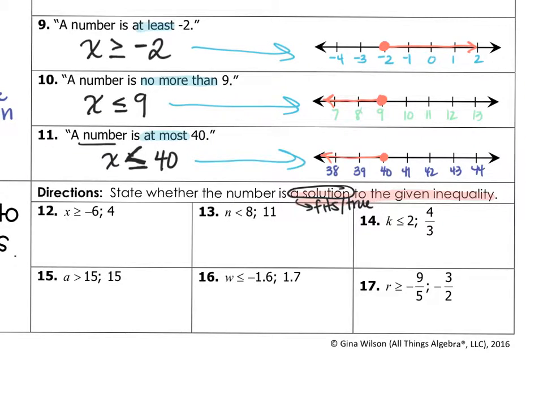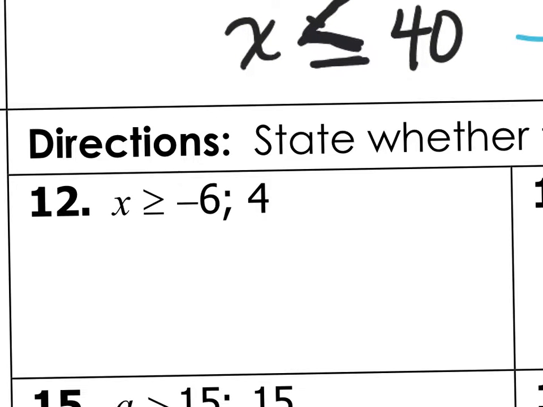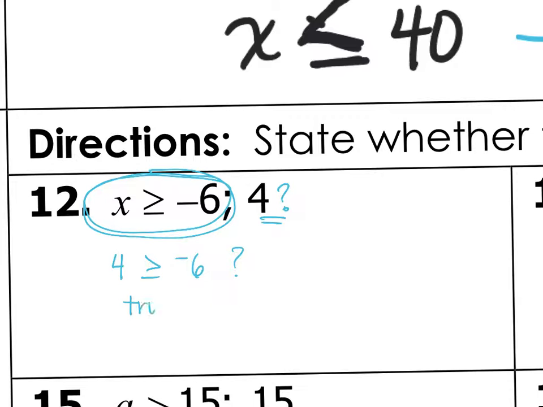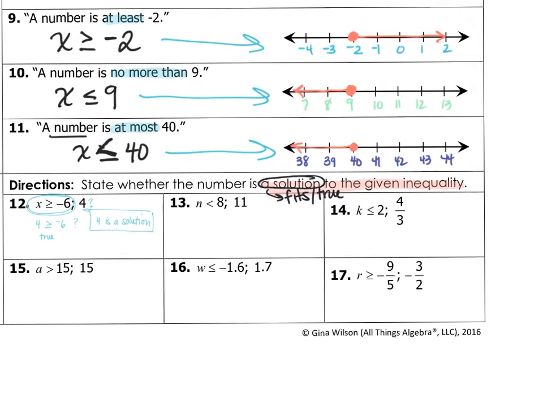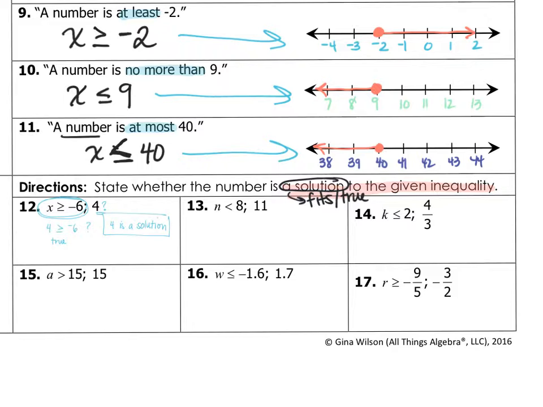So for number 12, for example, we've got x is greater than or equal to -6 as our inequality, and we're checking to see if 4 is a solution. So basically, we're seeing is 4 greater than or equal to -6? Well, 4 is bigger than or equal to -6. This is true, so 4 is a solution to the inequality x is greater than or equal to -6. So go ahead and with that knowledge, try the 13 through 17, pause the video, try them out on your own, and then unpause to check your answers.